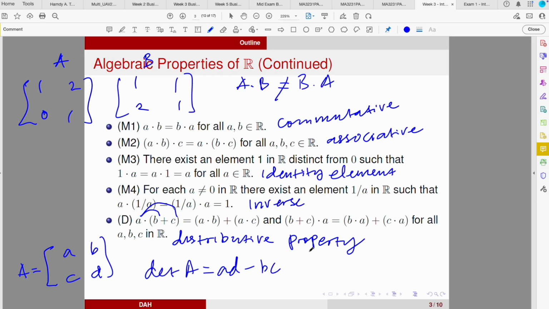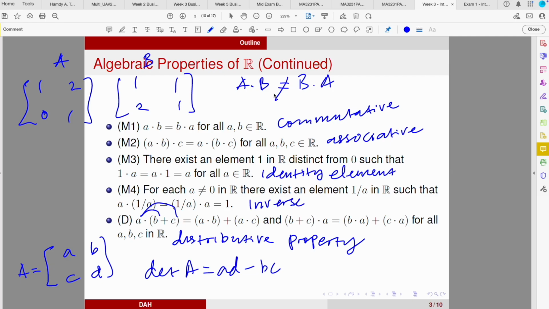AD minus BC. What about 3 by 3? That's the challenge. 4 by 4, 5 by 5, it will be learned in linear algebra, later. The content of linear algebra is matrices and SPL, which in Bahasa is sistem persamaan linear, a system of linear equations.